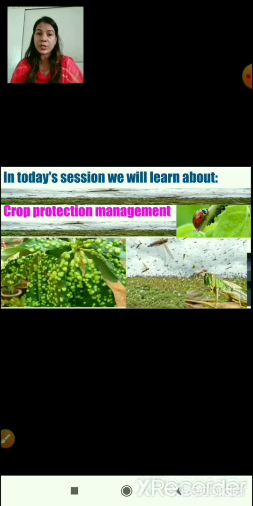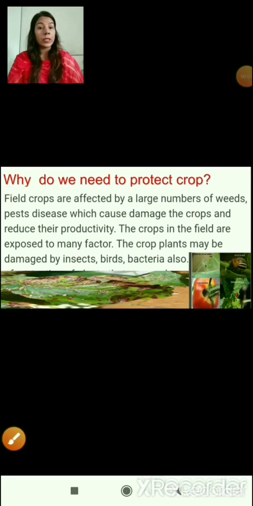In today's session, we will discuss crop protection management in detail. Why do we need to protect crops? Field crops are affected by a large number of weeds, pests, and diseases which can cause damage to the crops. And this damage can result in reduced productivity of the crop.